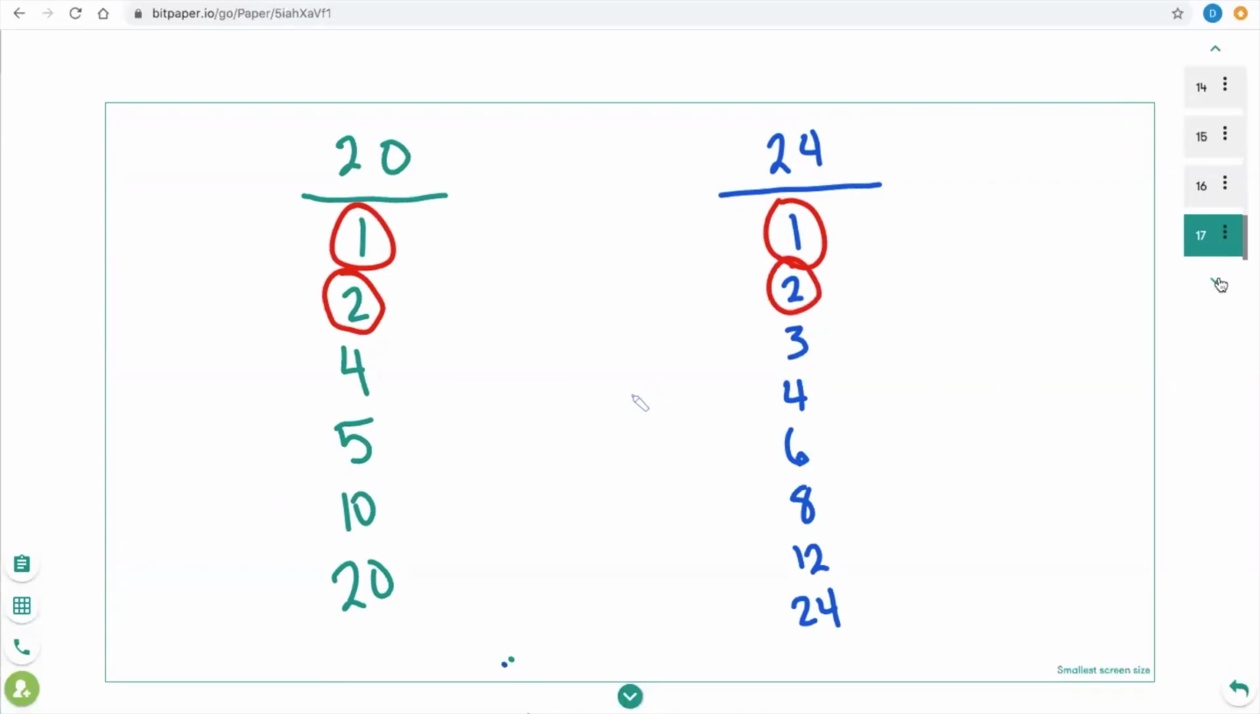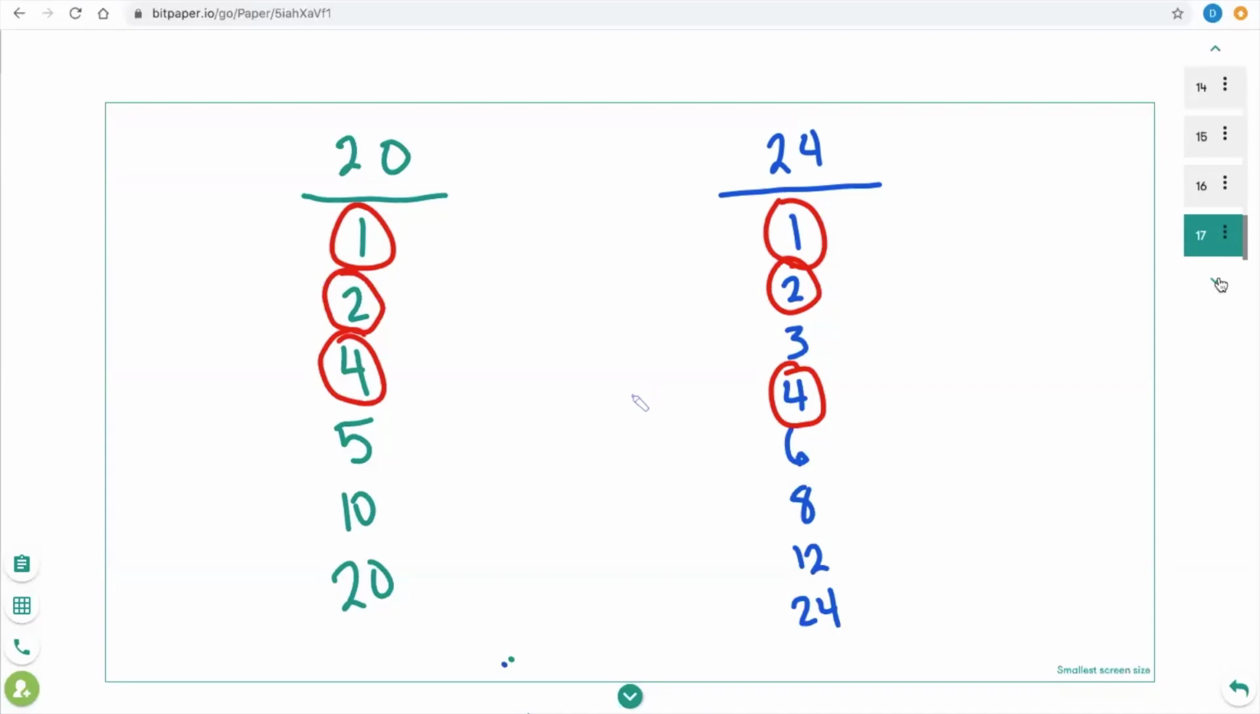3 is a factor of 24, but it's not a factor of 20. So 3 is not a common factor of 20 and 24. We can see 4 is a factor of 20 and a factor of 24. And then after that, if we look at 5, 10, 20, those aren't the same factors as 6, 8, 12, and 24. There's no more factors in common.